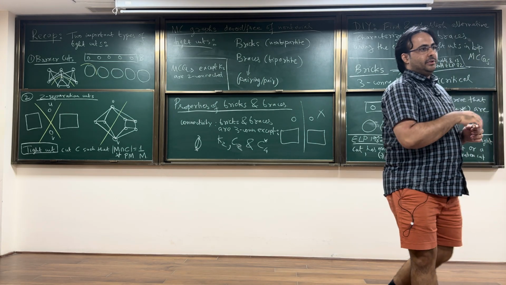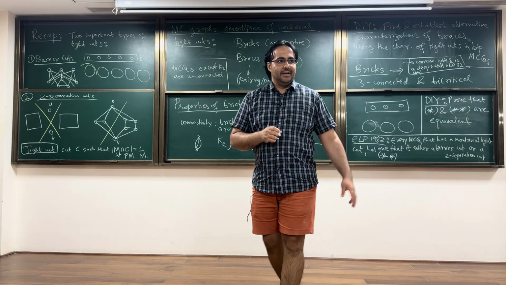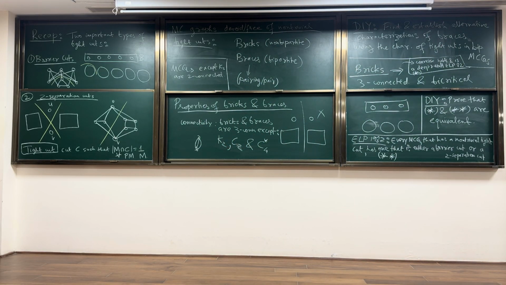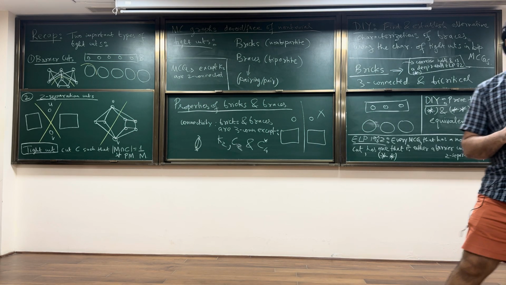I did not take 2 just because you had already proved it is 3 connected. So a barrier of cardinality 2 would already contradict the 3 connected property that we established earlier. That is why I took 3 or more vertices. But yes, the same argument works for 2 also.